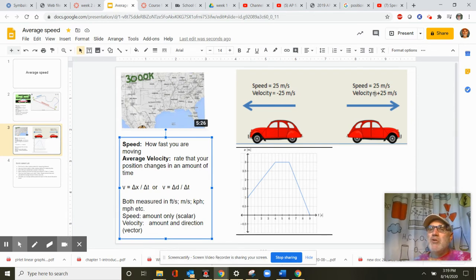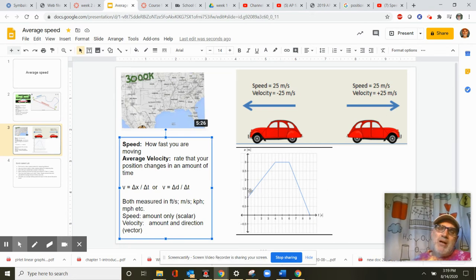So here's a little picture that shows you the difference. You have 2 red slug bugs. They both have a speed of 25, but they have different velocities because one's going left and one's going right. So we're going to call left negative and right positive. They have the same amount of speed, but they have different velocities because they're pointed in different directions.